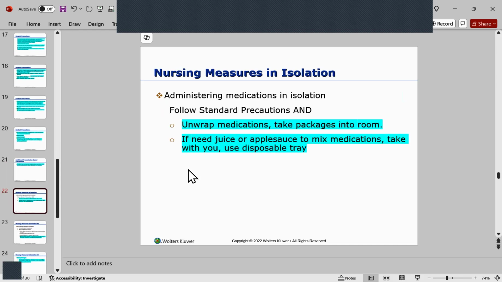Okay. If you have to administer medications to somebody who's in isolation, always follow your standard precautions and get your medications ready outside the room, but take them into the room. Take anything that you need, hopefully disposable things like a disposable tray. And once they go in the room, they don't come back out of the room. You would dispose of them in the room.